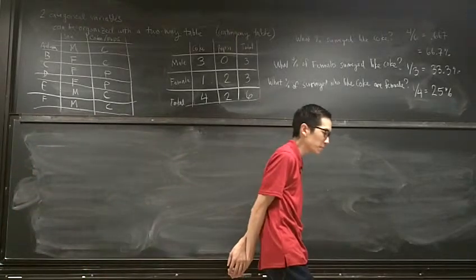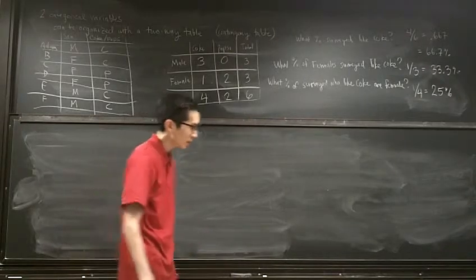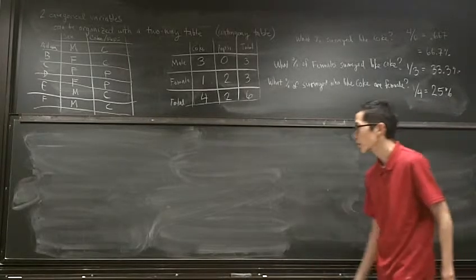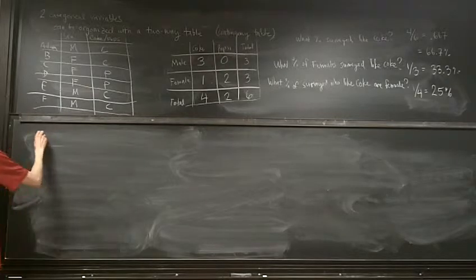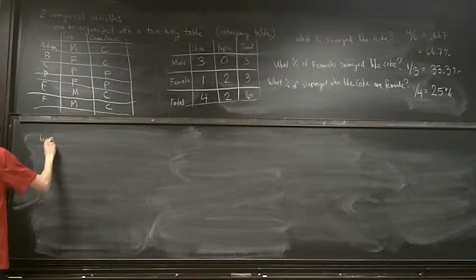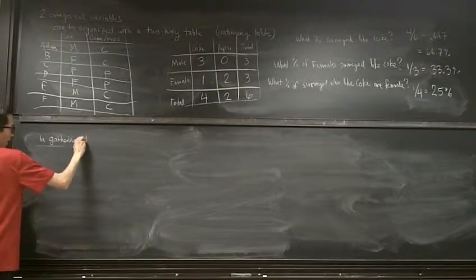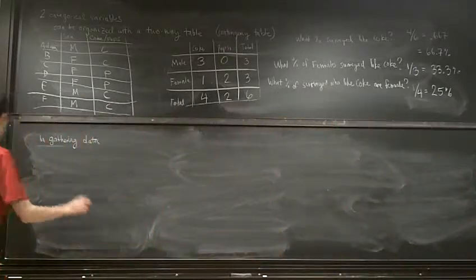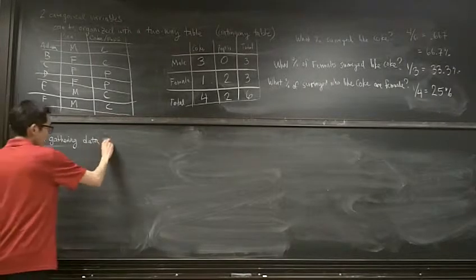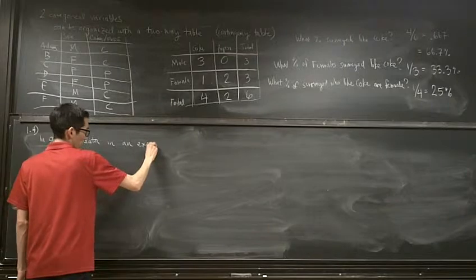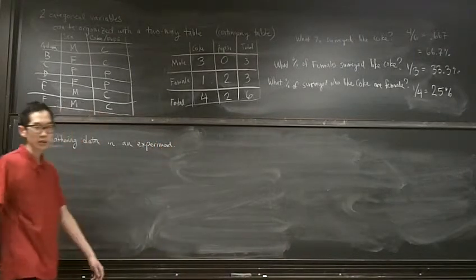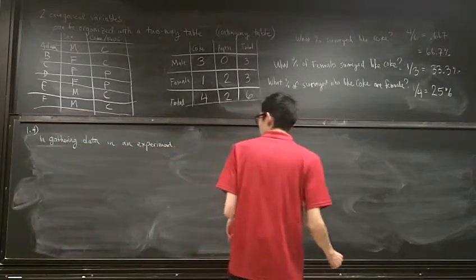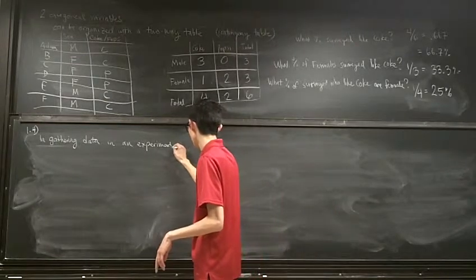Alright, what else do we have? So we've already talked a little bit about some of this. This is kind of an aside, that sometimes when we gather data, this goes with section 1.4, gathering data in an experiment. We can gather data either through an observational study or through an experiment. And gathering data in an experiment, I should say, or an observational study.